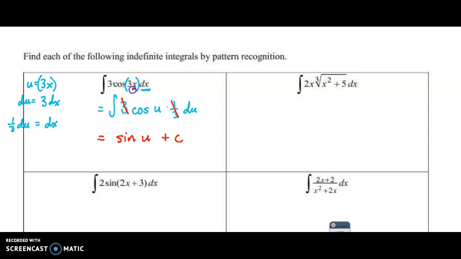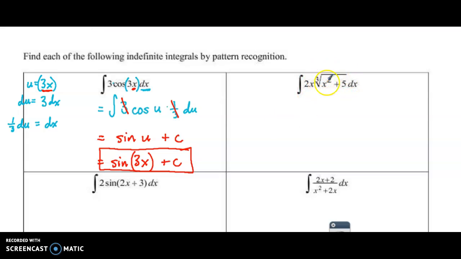But if we started with x's, then we need to end with x's. So this answer would be sine of, I go back and I replace 3x in for u. Sine of 3x plus c. And in my experience, most students do the problem this way instead of the way the author intends.